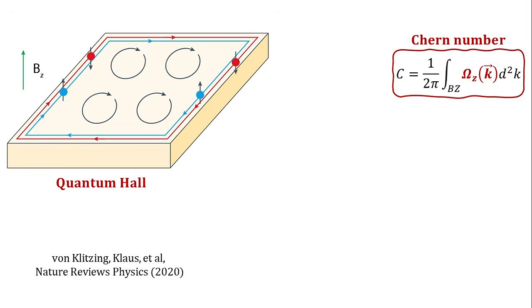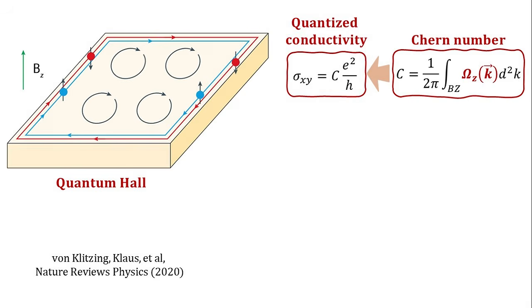electronic band structure. The quantized conductivity, observed in systems like the quantum Hall effect, is directly proportional to this Chern number. The Chern number is a topological invariant, meaning it is a global property of the band structure and cannot change unless the system undergoes a phase transition that closes the electronic band gap.